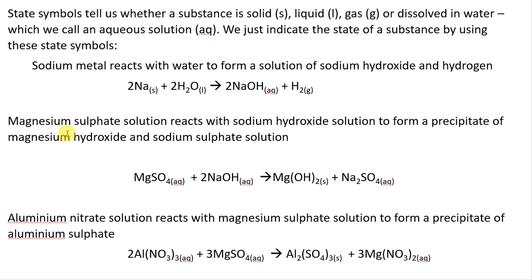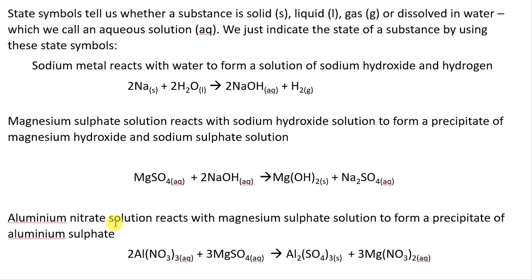Next, magnesium sulfate solution reacts with sodium hydroxide solution. They're both solutions. Both have AQ, aqueous solution, to indicate their state symbol. They react to form a precipitate. A precipitate would mean a solid that's produced when 2 solutions are mixed. That's magnesium hydroxide. I can see magnesium Mg, hydrogen and oxygen, magnesium hydroxide, it's a solid. And sodium sulfate solution, AQ.